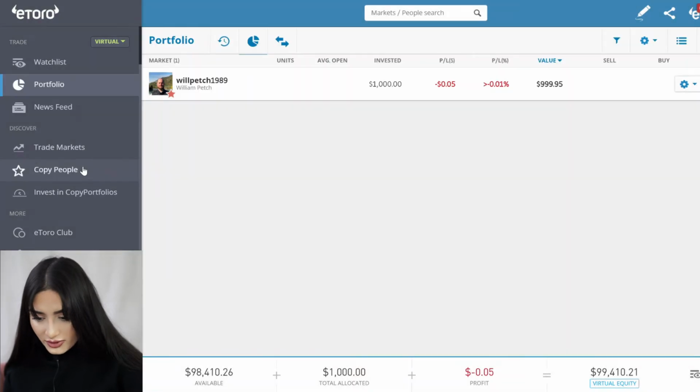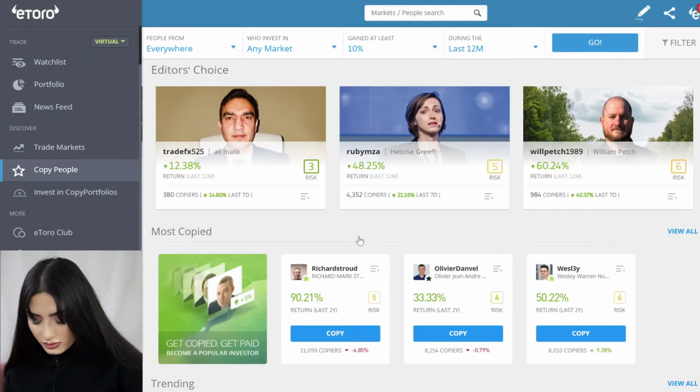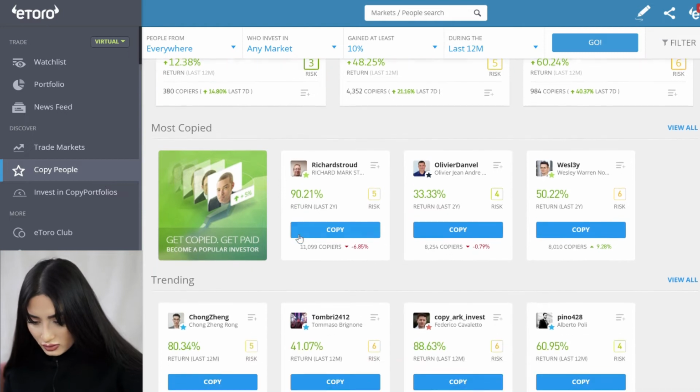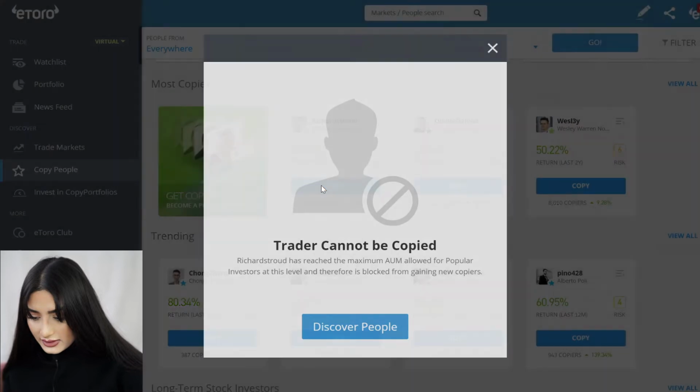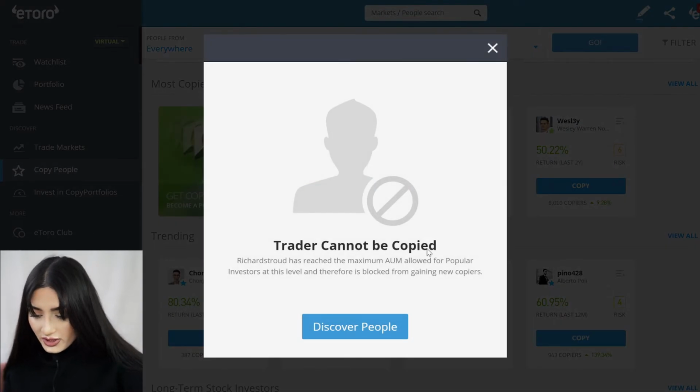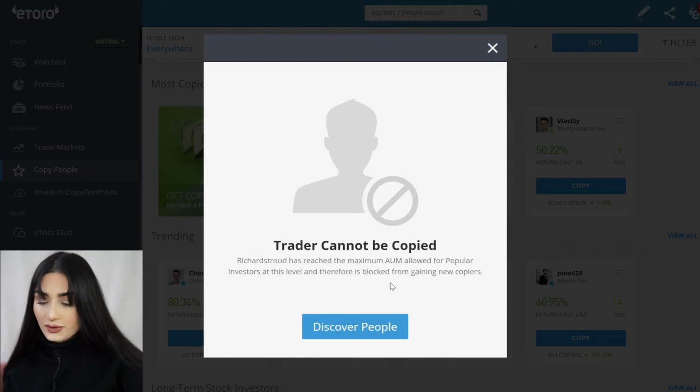Now let's go back onto Copy Trader, and let's go on to Copy People, and scroll down. So we can see most copied. Richard Stroud is one of the most copied. Now, what I actually tried last week is I wanted to put some real money into this guy, Richard Stroud, to copy for some time. And it said trader cannot be copied because he's reached the maximum assets under management allowed for popular investors at this level. So he's kind of blocked from gaining new copiers.